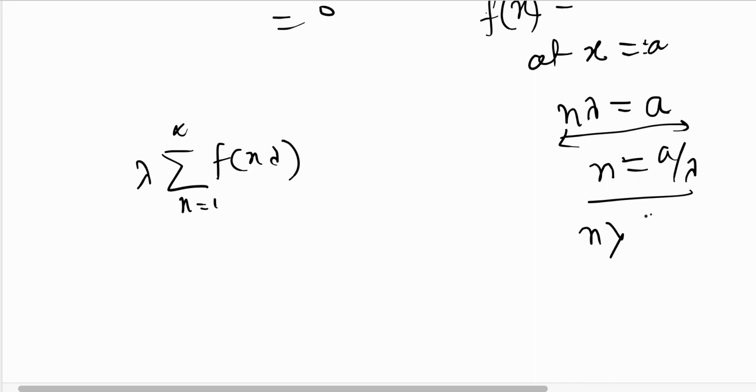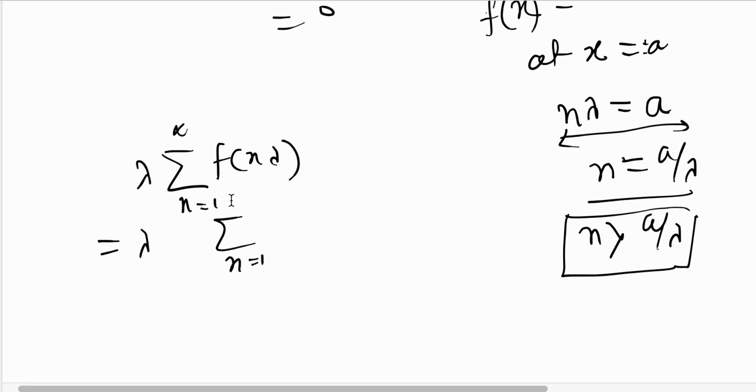Then for all n greater than a by lambda, this f of n lambda will become 0. That means we can write the sum simply from n equal to 1 to a by lambda, because all other n will contribute nothing, since f of that n will become 0.